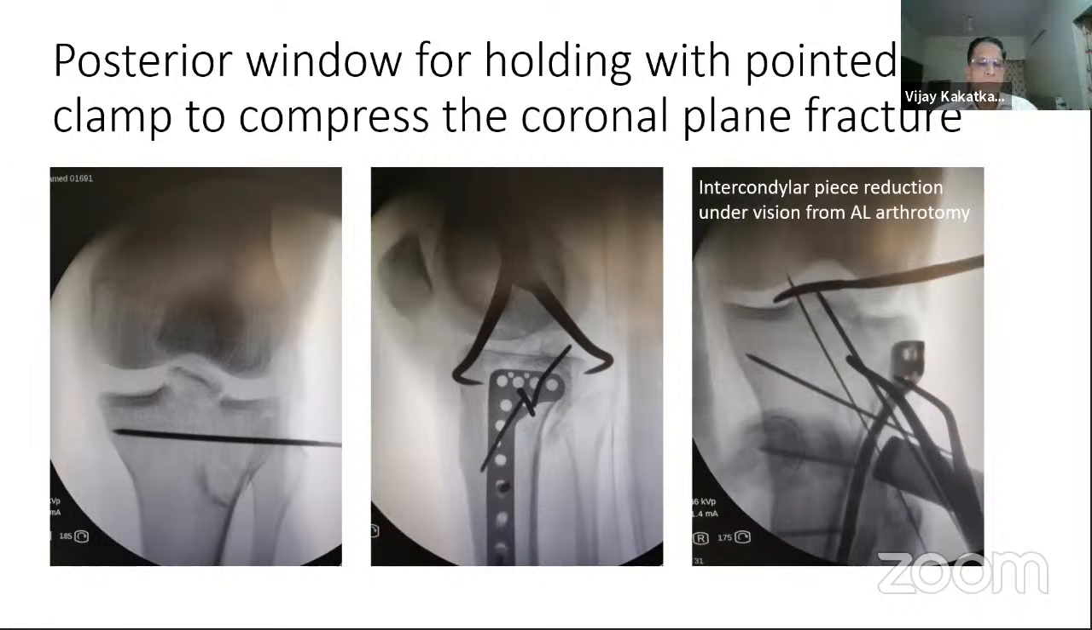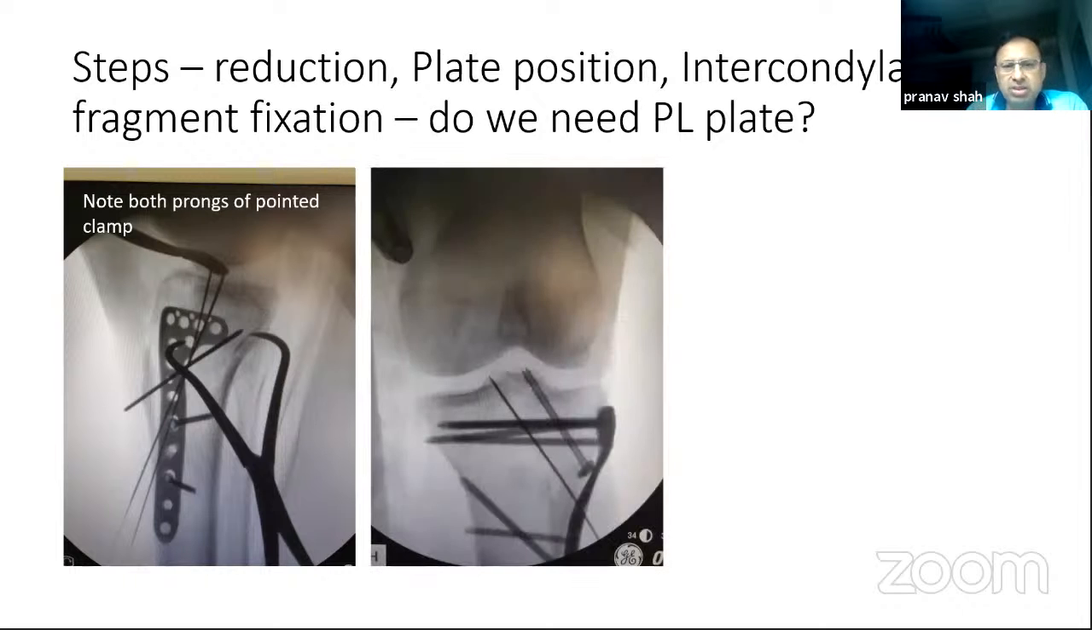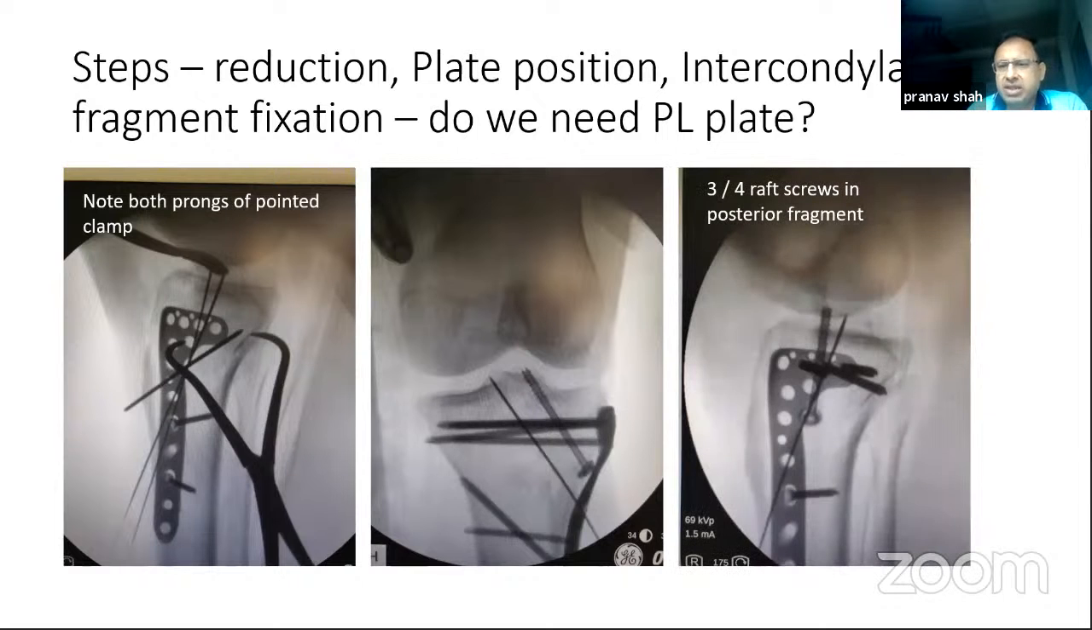Apart from that, the intercondylar fragment also can be visualized from your anterolateral arthrotomy. It has been reduced and fixed provisionally with a K wire, and I'm going to put a screw into it subsequently. So, moving ahead with the fixation, the reduction is confirmed in multiple views, and then the fixation is done this way. The fixation is straightforward.